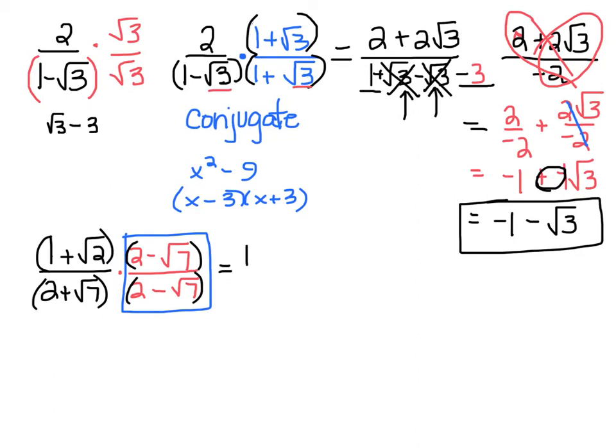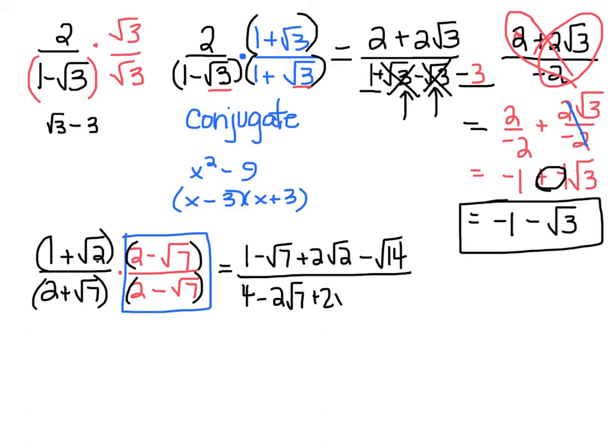So 1 times 2, 1 times negative radical 7, radical 2 times 2, and radical 2 times negative radical 7. A positive times a negative will give me a negative, and underneath here, I can multiply those and I get square root of 14. In the bottom, I'm going to multiply out. I want you to remember that square root of 7 times square root of 7 just gives me 7. Positive times negative gives me negative.